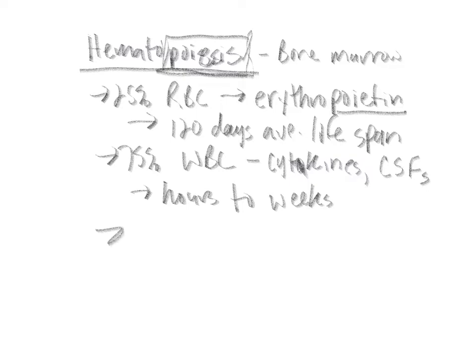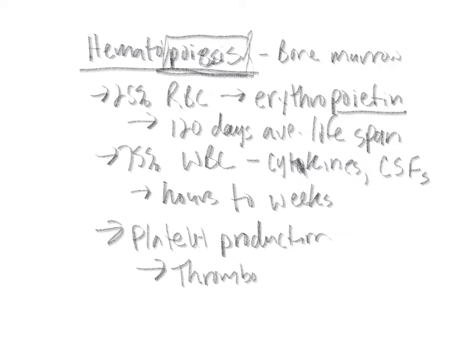And the last one we mentioned was platelets. Platelet production is stimulated by something called thrombopoietin. And once again, you see the poietin ending just like you did in erythropoietin and hematopoiesis. And thrombo is kind of the root word that means clot forming. Because platelets are involved in clot formation, we call that thrombopoiesis.